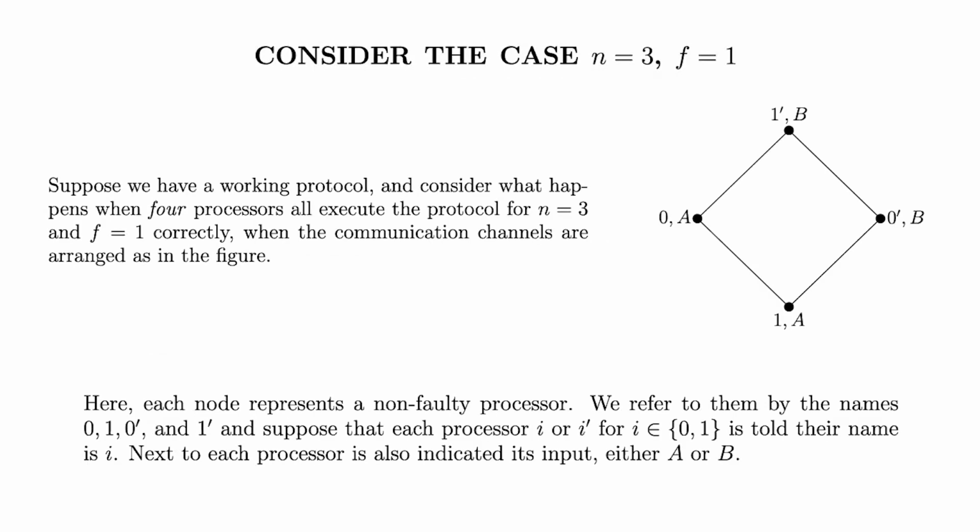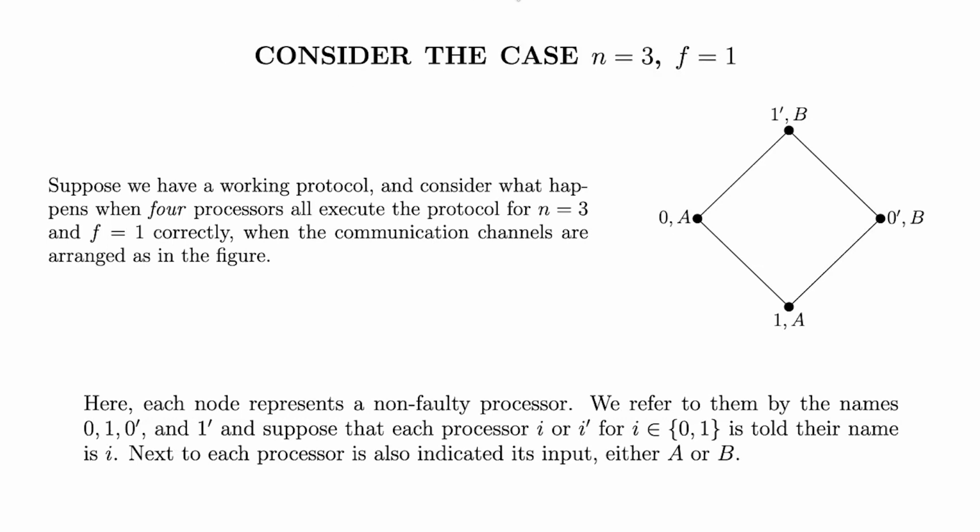Okay, so let's start off with the case n is 3 and f is 1. So we're considering a protocol for 3 processes where at most 1 is faulty. Let's suppose we've got a working protocol. And let's do something a little crazy. Let's consider what happens when 4 processes all execute the protocol for n is 3 and f is 1, and suppose they all execute the protocol correctly. But they do it when we set up the communication channels in some odd fashion like that. And I'll explain what this picture means.